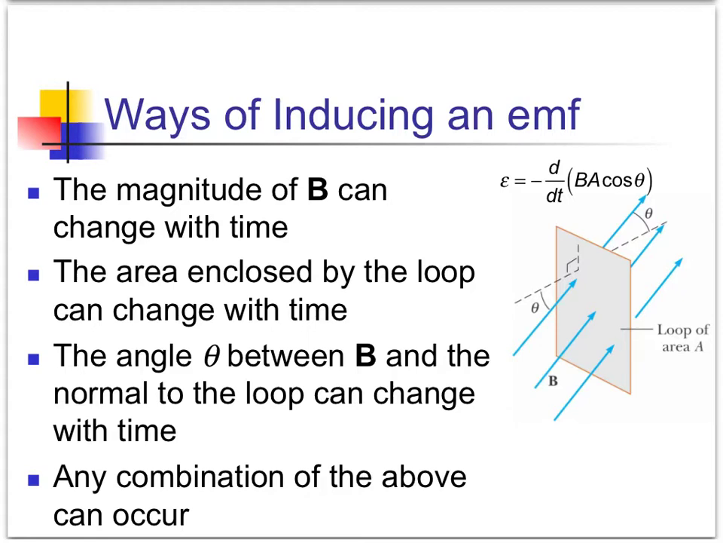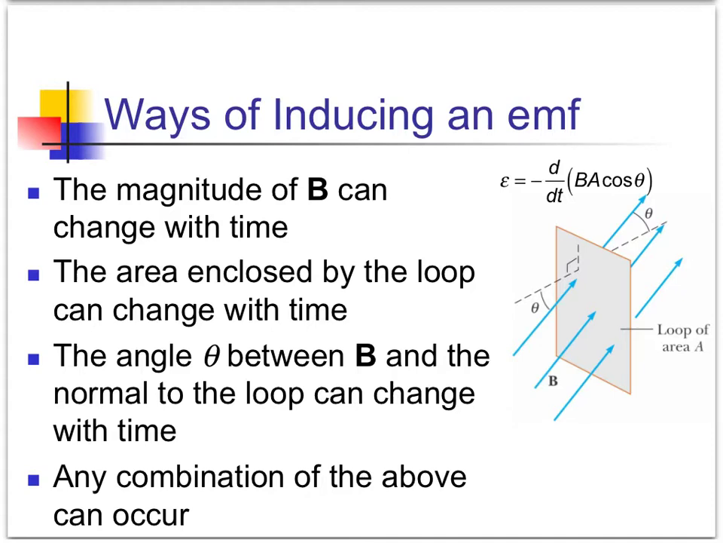So, if I'm changing the strength of the magnetic field, then that would change the flux and therefore would change the EMF. If the area enclosed by the loop is changed, let's say it's made of loose wire and I could fold it together and bring it apart, then A would be changing as a function of time, and that would induce an EMF. Or the angle between B and the normal of the loop can change in time if the loop were, say, spinning or turning, or any combination of the above.